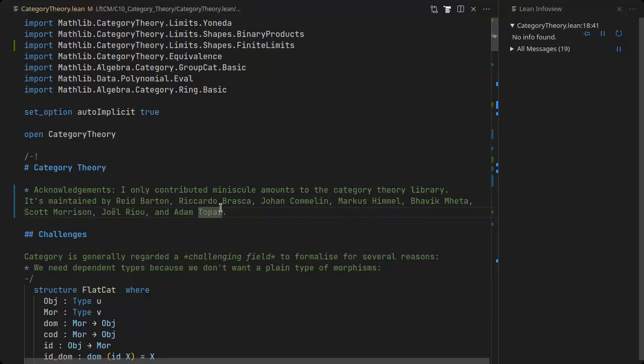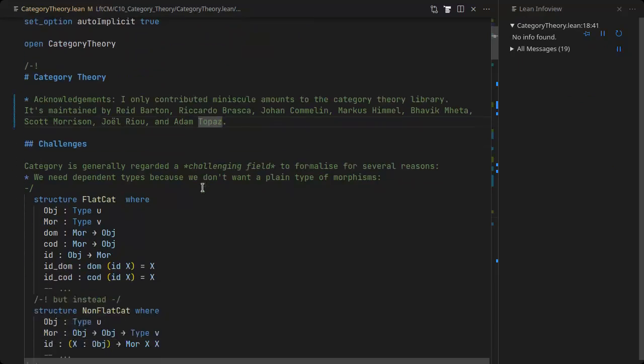I decided to call the first whole section of this talk challenges. Well, because I guess it's important to state that category theory is, for several reasons, one of the most challenging fields to formalize, and I will list a few reasons for why that is the case.